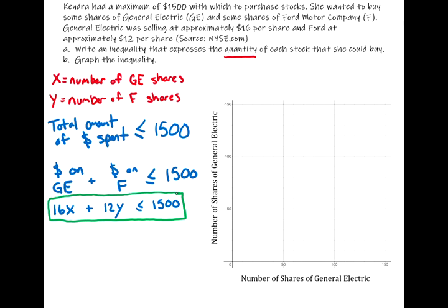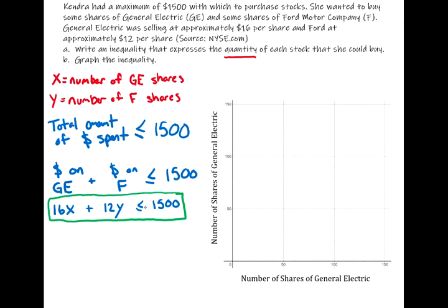Now we want to graph this. In my previous video, we talked about the 4 different ways you could graph an inequality: with a solid line shading above, with a solid line shading below, with a dashed line shading above, or a dashed line shading below. In this case, it will be a solid line because of the or equal to, and we'll shade below that line because of the less than.